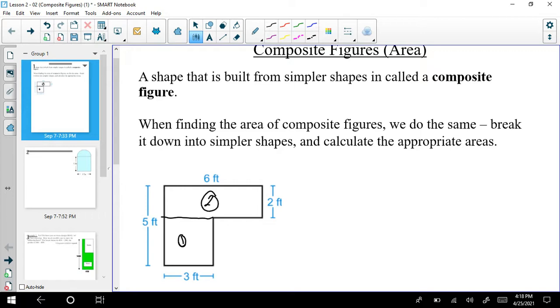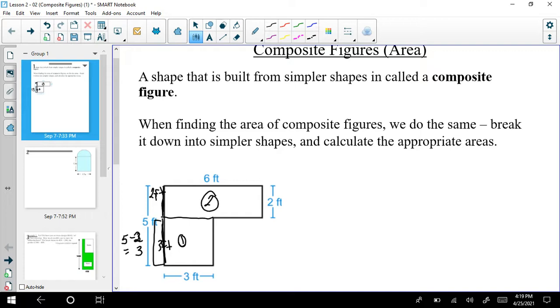Okay, so one thing I'm going to do first is find this side, because I don't necessarily know what it is yet. I know that this is 2 feet, and I know that this total is 5 feet. So if I know this total is 5 feet, I would do 5 minus 2, which is going to give me 3. So I know that this is 3 feet.